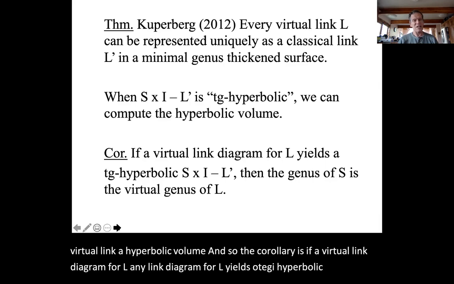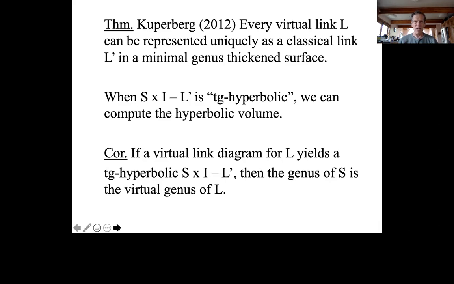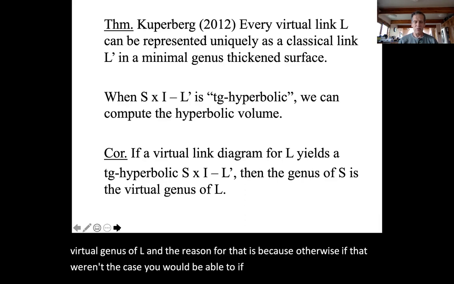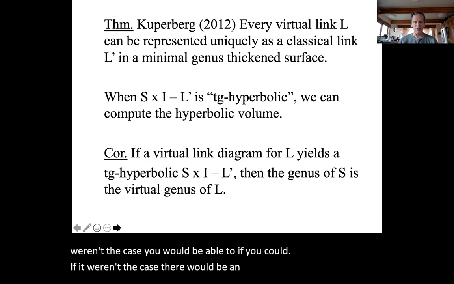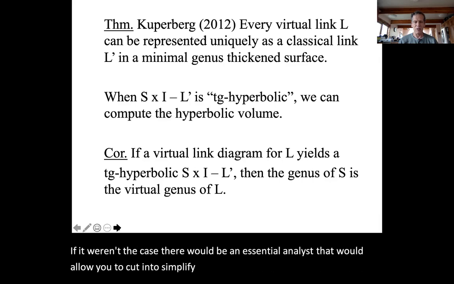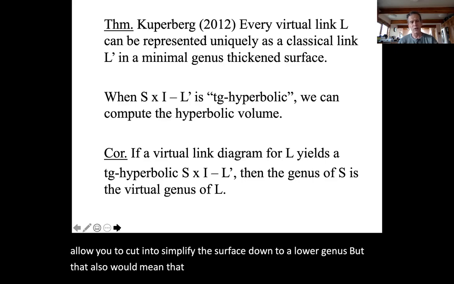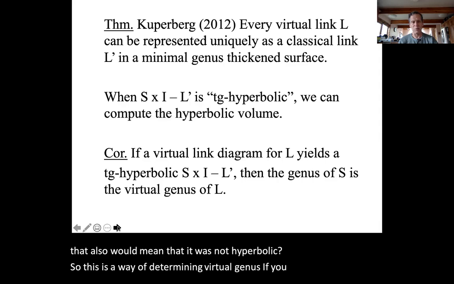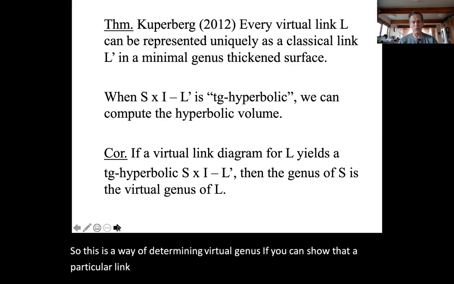And it also turns out that the genus of the surface will be the virtual genus of L. And the reason for that is that otherwise, there would be an essential annulus that would allow you to cut and simplify the surface down to a lower genus, but that also would mean that it was not hyperbolic. So this is a way of determining virtual genus, if you can show that a particular link complement in surface cross I is TG hyperbolic.